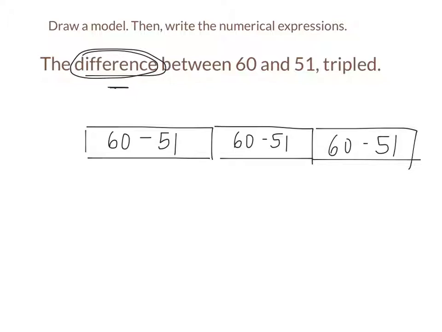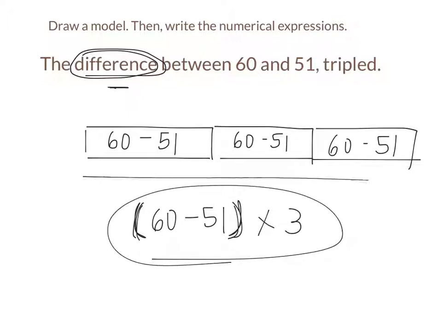Very good. How would we write that using a number sentence? Well, we could write 60 minus 51, and the parentheses are important because it would change the order of when we do things. It shows that we're thinking of the difference of 60 and 51 as a unit, as one thing. And if we're going to triple it, Eva, what do we need to do? Multiplied by 3. Very good. So this is the number sentence, and this is the model.